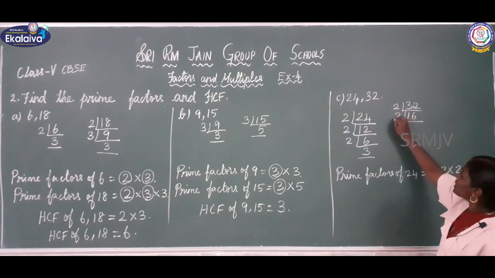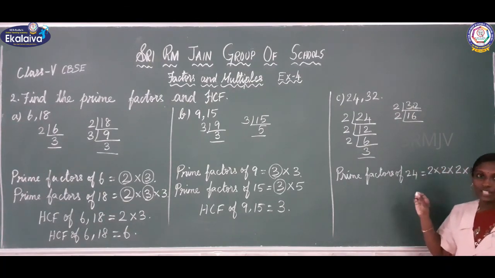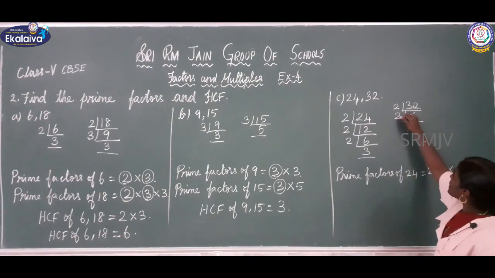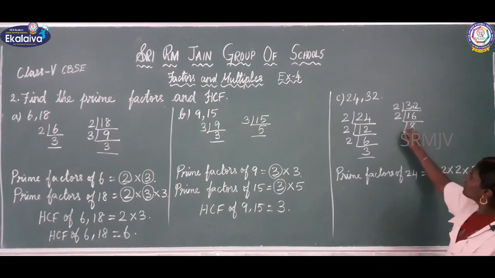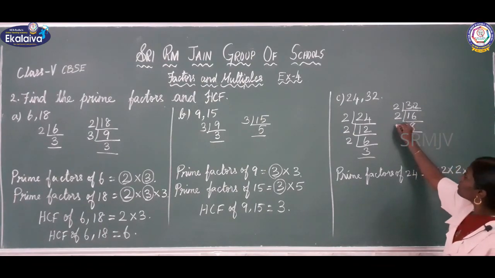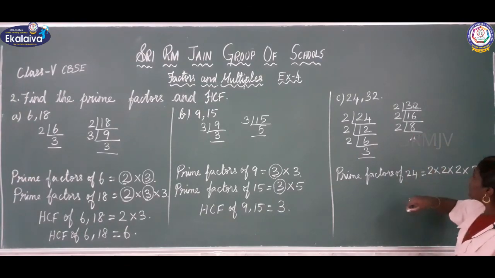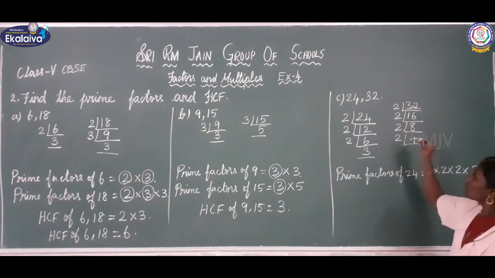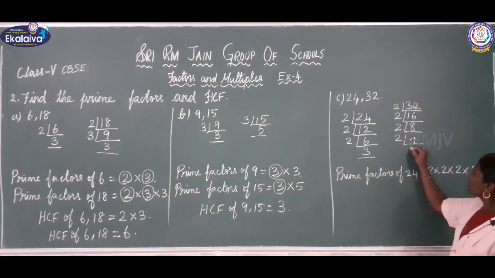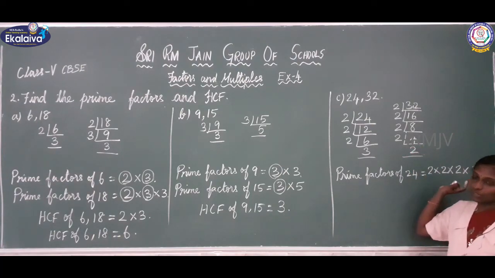Again 16 is an even number, so we can divide the number by 2. 16 divided by 2, 8. Here again 8 is an even number, so 2 is the smallest prime factor. 8 divided by 2 is 4. Then again we are going to divide. 4 is an even number, so divide it by 2. Here we will get 2. 2 is a prime number, so we have to stop here.